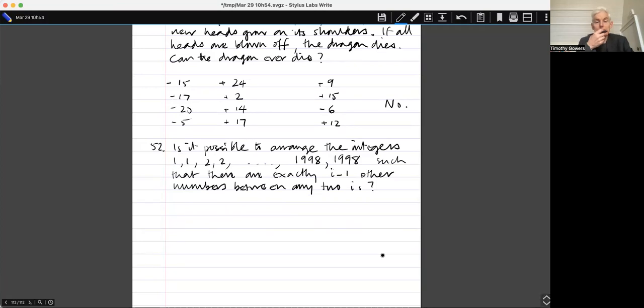Oh, I see. So between the two 1998s, you want to have 1997 numbers, and we've got twice 1998 to play with, so there's no sort of obvious difficulty there. So this really does look like something where we're going to have an invariant. But what sort of invariant could we have? The perennial question.